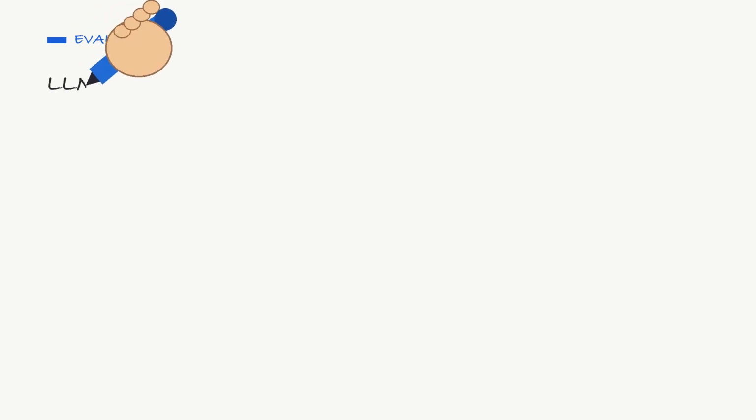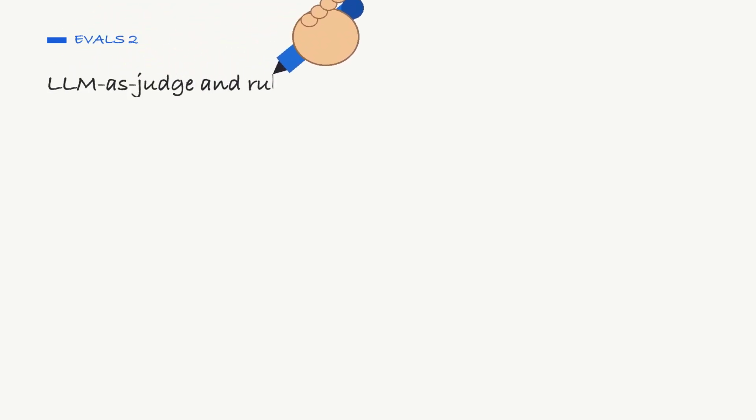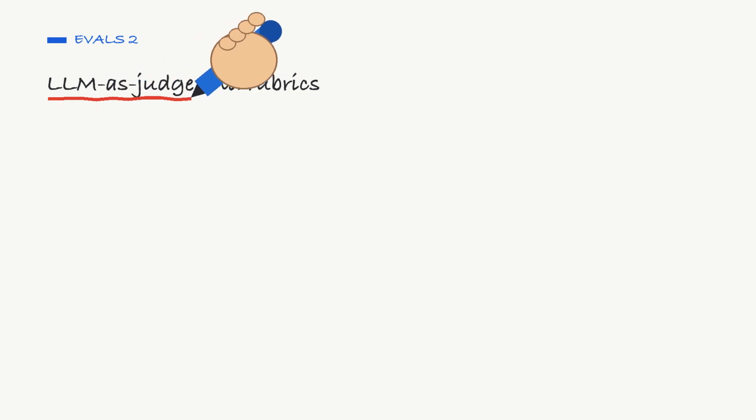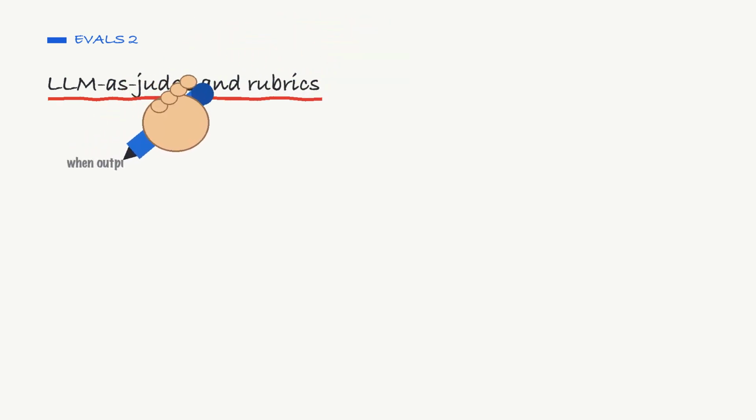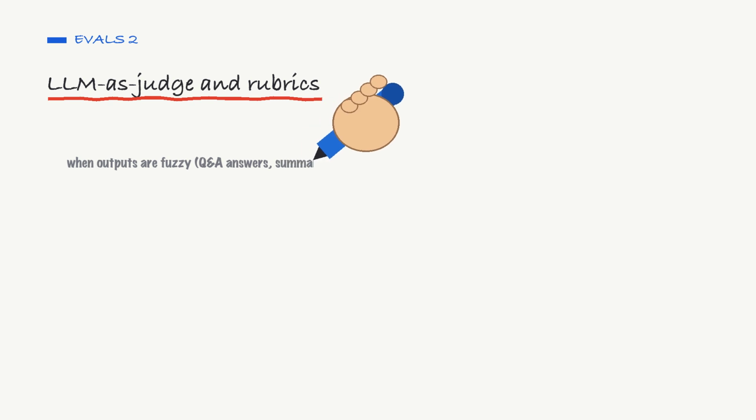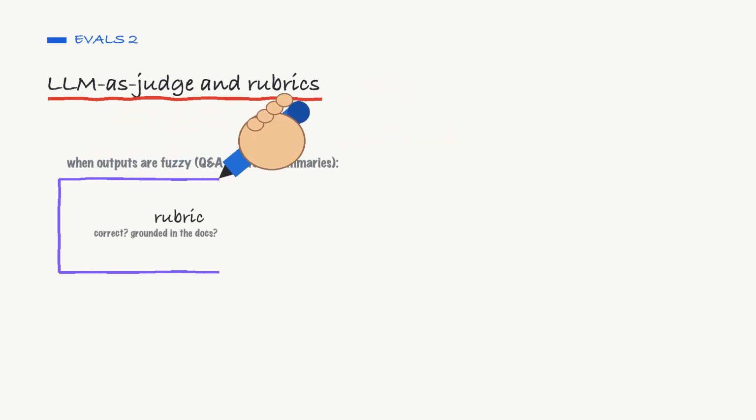For fuzzy outputs, like free text answers, exact matching fails, so you score with a rubric. Was it correct? Was it grounded in the retrieved docs? Was the tone right?